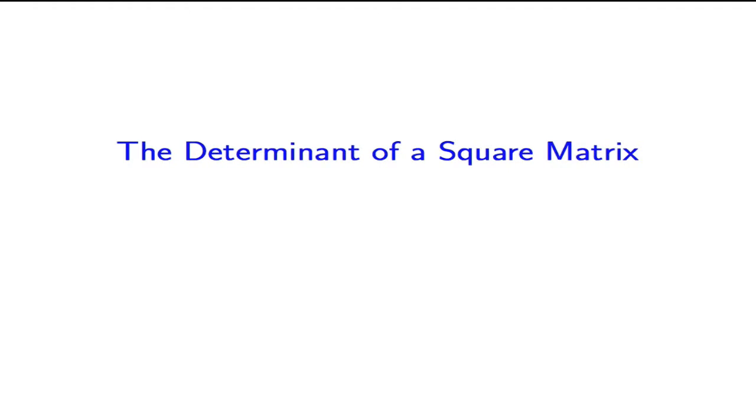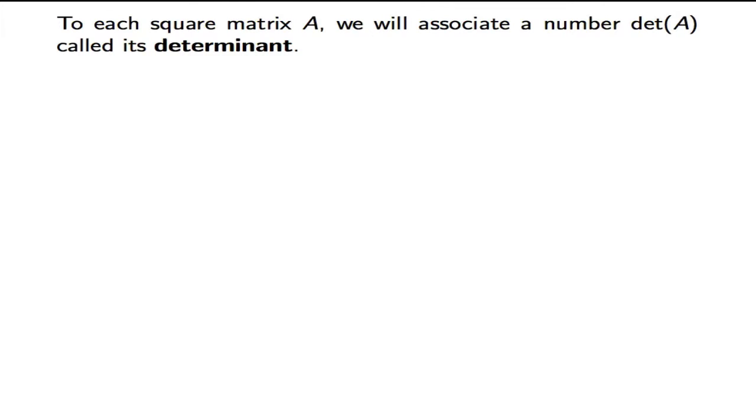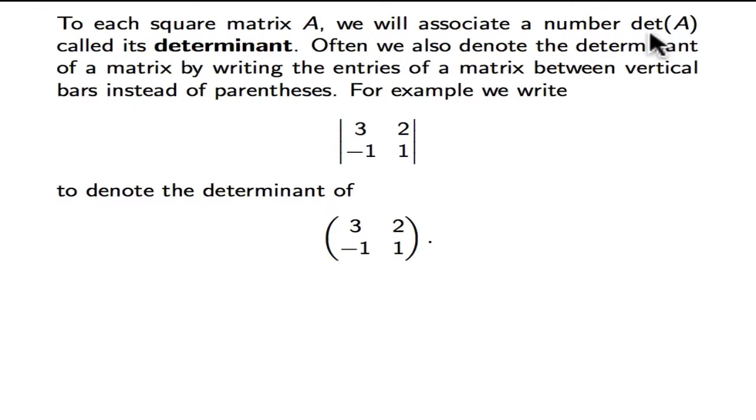In this video, we will define the determinant of a square matrix. To each square matrix A, we will associate a number, det A, which is called the determinant of the matrix A. So often we'll also denote the determinant of a matrix by writing its entries between vertical bars instead of parentheses. So this notation here denotes the determinant of this matrix here.